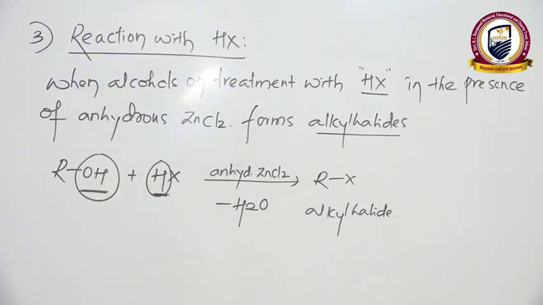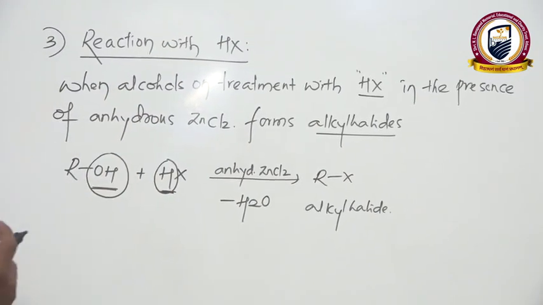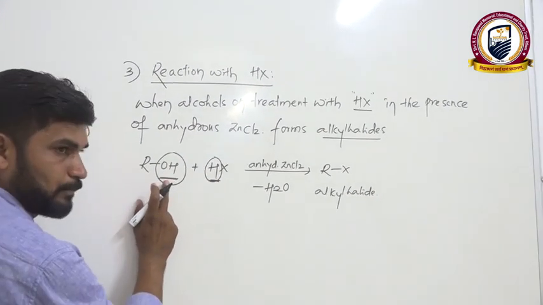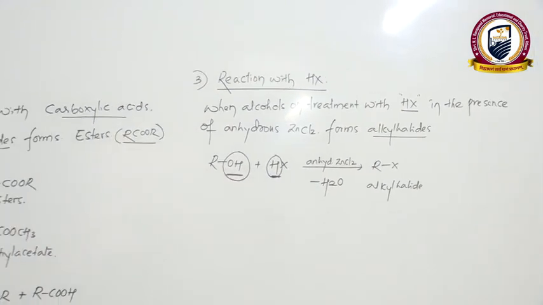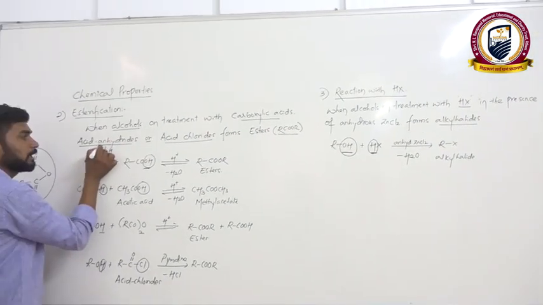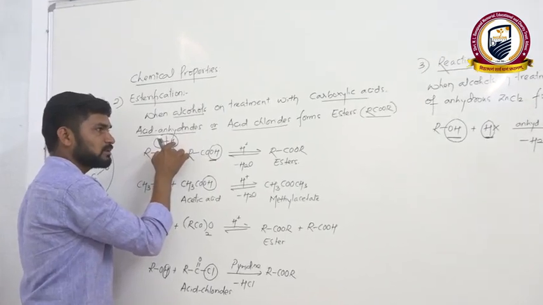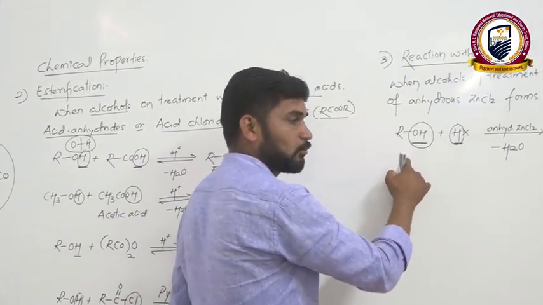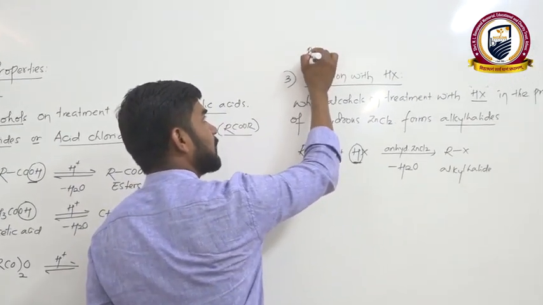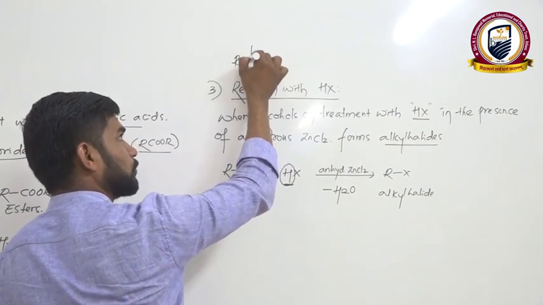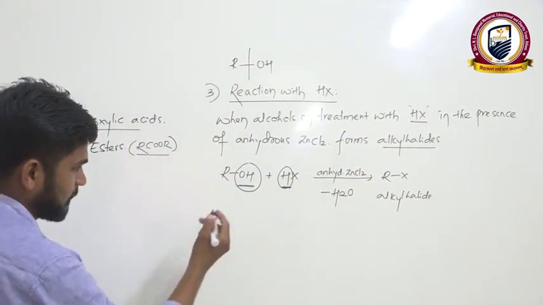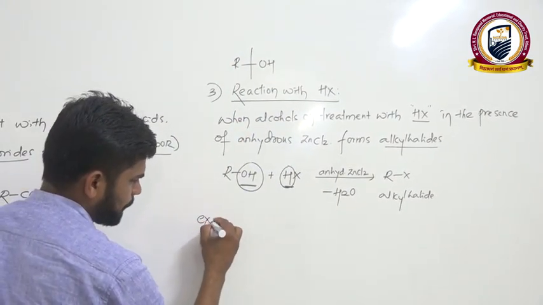And this reaction explains about what? Breaking of bond between alkyl group and OH group. So the previous reaction was explaining the breaking of bond between oxygen and hydrogen, and this reaction is explaining what here? The breaking of bond between alkyl group and then what here? OH group. Right? So here, let us go for some example.